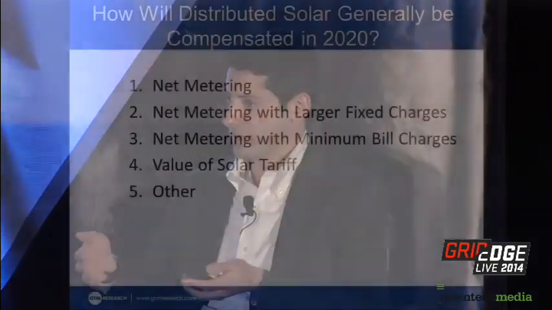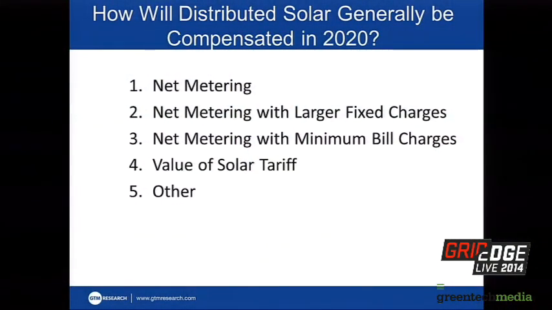Net metering with a minimum bill charge, which is something that I don't think was talked about as much a while ago, but is becoming an interesting alternative. Massachusetts is now looking like it's heading in that direction. And I'll have some of the panelists talk about this a little bit. A value of solar tariff, which some factions within the solar industry love and some hate. It would be replacing net metering altogether. All the power gets fed into the grid, and the rate at which you are compensated for the solar fed into the grid is a calculated rate based on the value of the solar power, depending on how you calculate it. Or some other way that hasn't even been talked about yet.